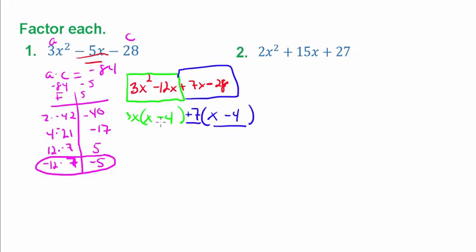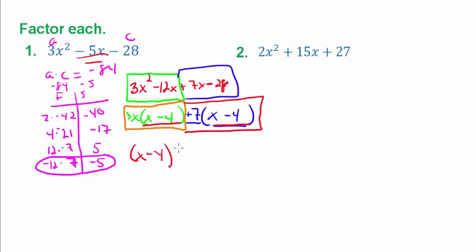Now, what you notice here is I actually have two terms. I've got one term here, the 3x times the quantity x minus 4, and I've got a second term here, which is the 7 times the quantity x minus 4. With these two quantities, you have a common factor, which is x minus 4. I'm going to factor that common factor out, and when you take that out, what's left? 3x plus 7. So your final answer is the factors of 3x squared minus 5x minus 28 are x minus 4 times 3x plus 7. So that is factoring by grouping.